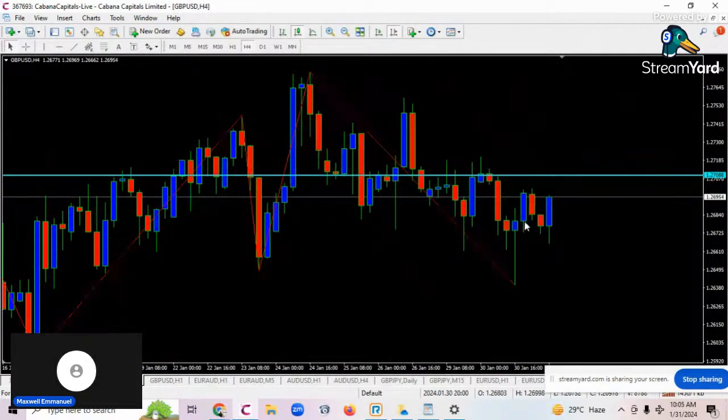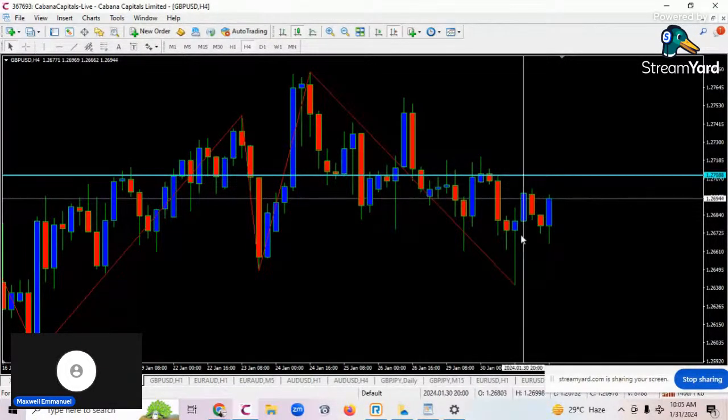So currently GBP USD is bullish, as you can see. It is bullish at the moment. See what we have on 4 hour after the close of this hammer candle. You can also see that this hammer formed at a previous support level. Can you see this?